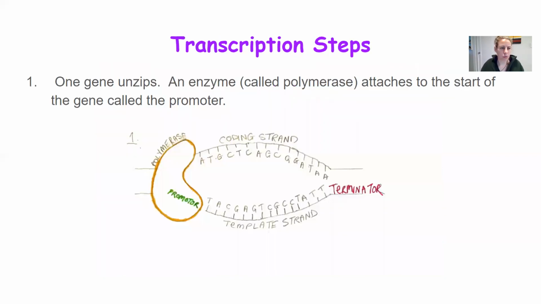Let's do it in steps. Number one, a chromosome is made up of many genes, and in protein synthesis, one gene unzips. So, step one, the gene will unzip. An enzyme called polymerase attaches to the start of the gene, and the start of the gene is called the promoter.